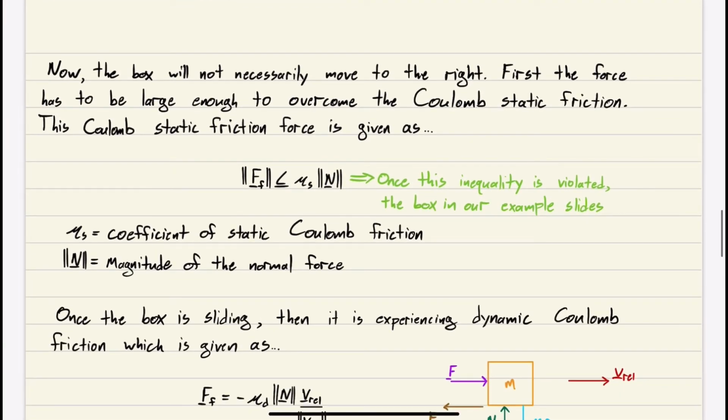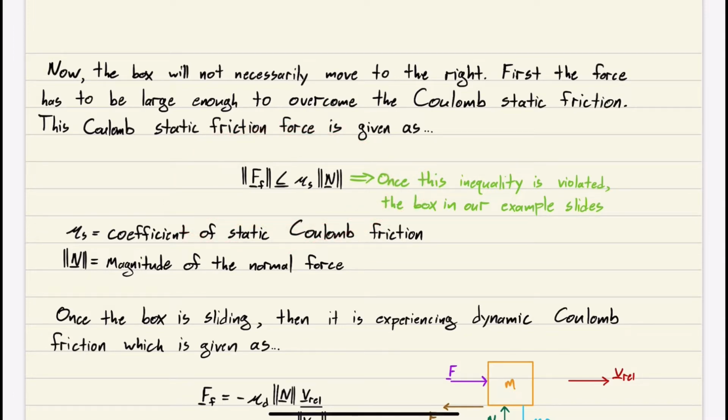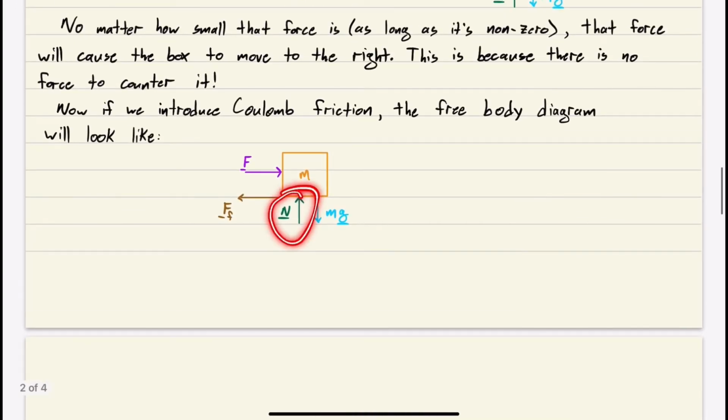Now, with friction in the picture, the box will not necessarily move to the right with some arbitrary amount of force, right? First, the force has to be large enough to overcome Coulomb's static friction. This static friction force is given as this right here, where mu sub s is the coefficient of Coulomb friction, and the magnitude of N is the normal force. That is this force, the magnitude of N.